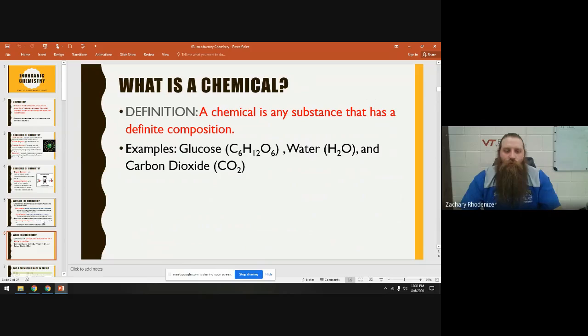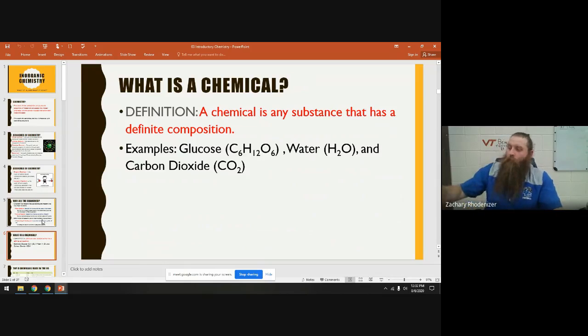Now let's look a little closer at what chemicals actually are. So a chemical is just any substance with a definite composition. So that means its composition is defined by a set number of atoms of a set number of elements. So glucose is a chemical. Glucose is always C6H12O6. You should have learned about that in biology when you did ATP and you did photosynthesis. Water is a chemical. It's always H2O. Carbon dioxide, always CO2, right?